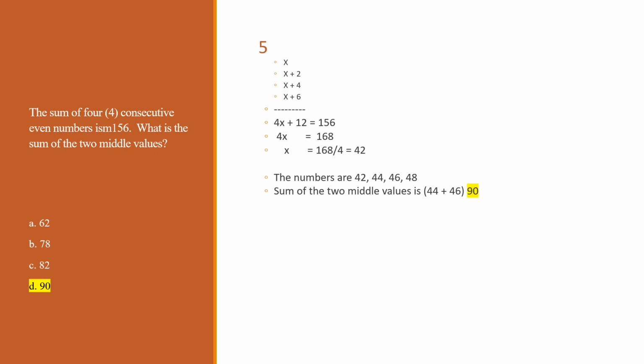So as in the previous example, we add up x, x plus 2, x plus 4, x plus 6, because we're just adding the even numbers. Adding this all up, that would give us 4x plus 12 equal to 156. Therefore, 4x is 144, and x is equal to 36. The sum of the two middle values would be 38 plus 40, which gives us 78.